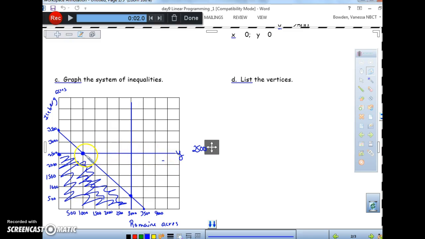So if we look at this line, it's shaded below. So y would be less than or equal to. For this line was x plus y, 3,600. And these came out of the words right above. It's shaded below, so it's less than or equal to.